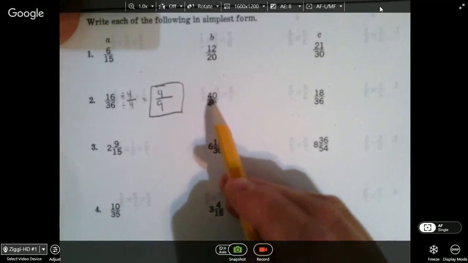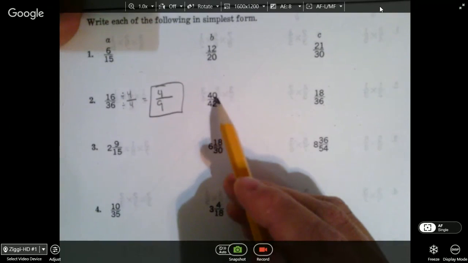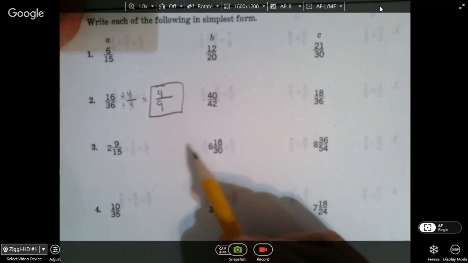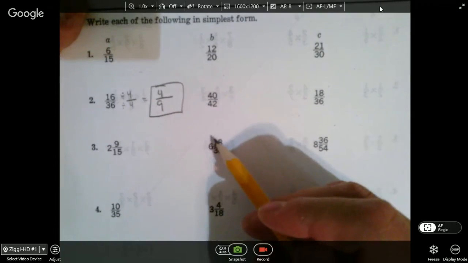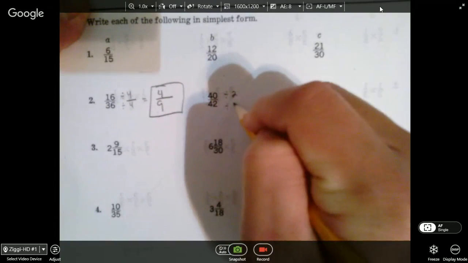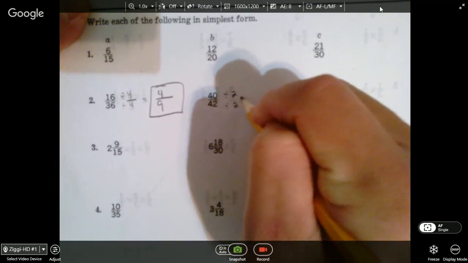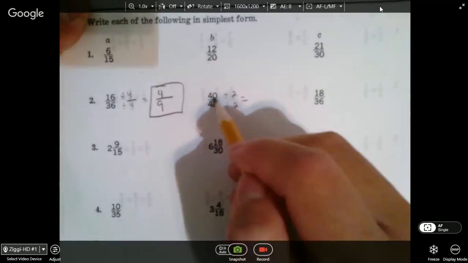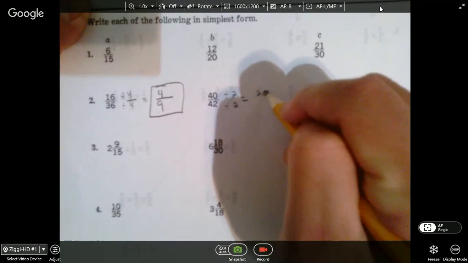All right, so in the second one, we'll look at this 40 over 42. So if I look at this, numbers are a little bit bigger. Maybe you don't find the greatest common factor, or it's kind of hard to find it. Just come up with a common factor. Both numbers are even, right? So if both numbers are even, 2 will go into both of them. So I'm just going to go ahead and divide the top by 2, the 40 by 2, and the 42 divided by 2. Okay, so I'm just taking it in half, right? 40 divided by 2 is 20, and then 42 divided by 2 is 21.